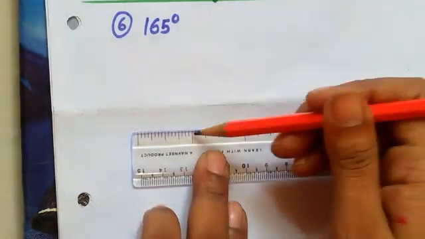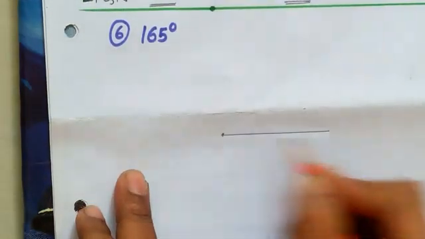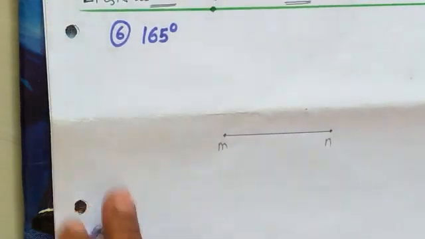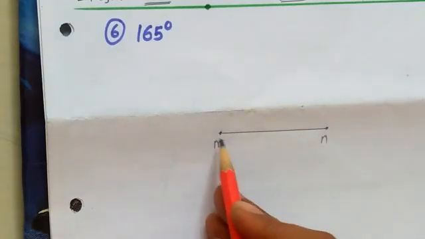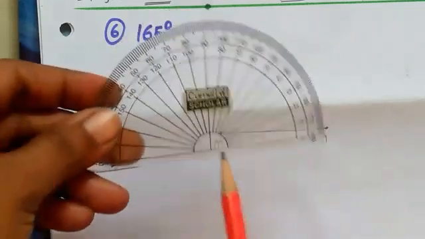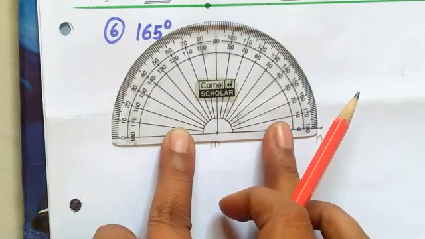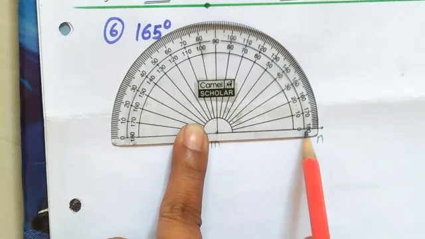Now students, let's see one more example which is a little bit different, where we have to draw an angle of 165 degree. Let's first of all draw the base. Suppose this is a base. Put the name MN. Now suppose among this the point M is the vertex of the angle. So we have to place the center of the protector over the vertex and the baseline over the arm of the angle MN.